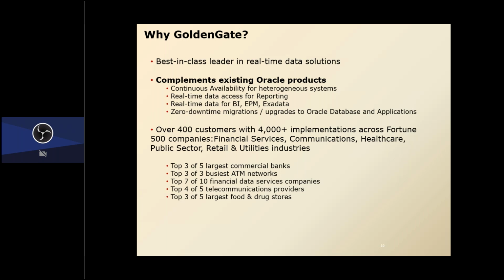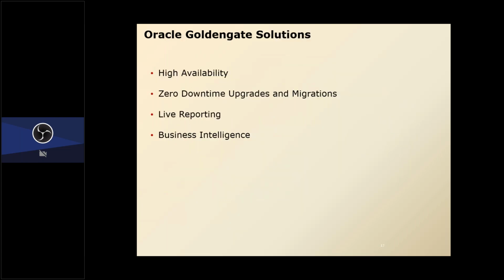Goldengate is being used in all top financial banks, top telecom companies, food and drug stores. Goldengate was founded initially for ATM networks, so most of the ATM networks are using it. Financial data services. You name a domain and Goldengate is being used there. Many of you who may be working in Oracle may know about that as well, and you must be seeing it in different domains if you are working.